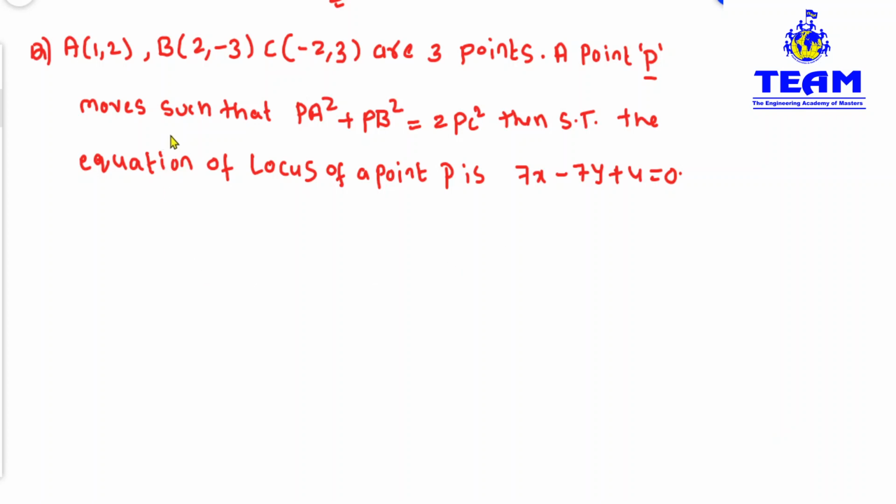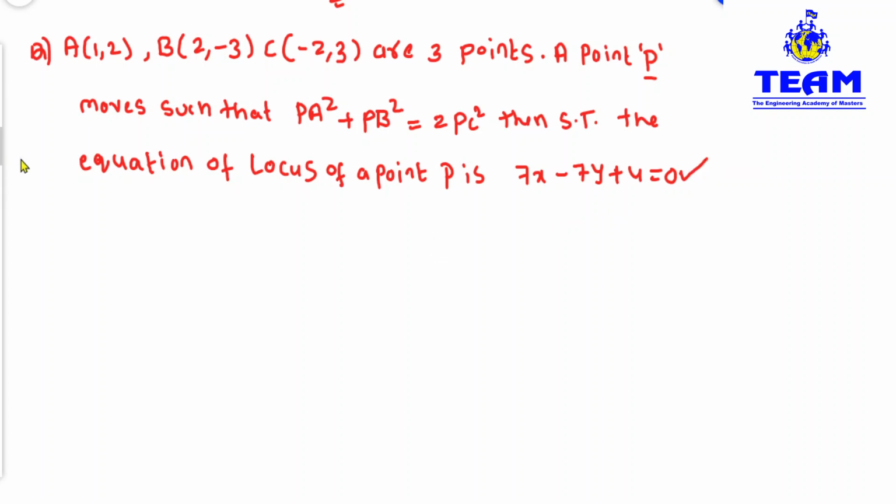Friends, in this video we are solving a problem on locus. The given problem is: if A is (1, 2), B is (2, -3) and C is (-2, 3) are 3 points, and a point P moves such that PA square plus PB square is equal to 2PC square, then show that the equation of the locus of point P is 7x minus 7y plus 4 is equal to 0. Okay friends.